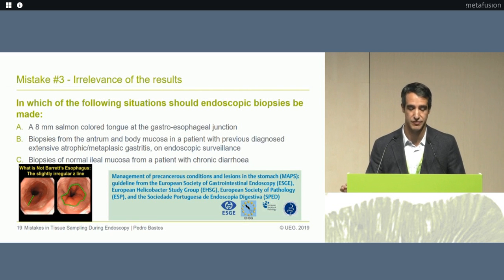Also, biopsies, and this differs a little bit between the British and the European guidelines, but if we already have a patient that has been diagnosed with extensive gastritis, metaplastic or atrophic, they are already on surveillance. And even if we have normal biopsies on the second endoscopy, they should probably not be reallocated from surveillance to non-surveillance. So, except if you see any kind of lesion in these stomachs, patients should be continuously surveilled, except if they have other comorbidities. So, again, the biopsies would not change the management of these patients. And if we have chronic diarrhea, we should biopsy the colon and not the ileal mucosa, as you know.